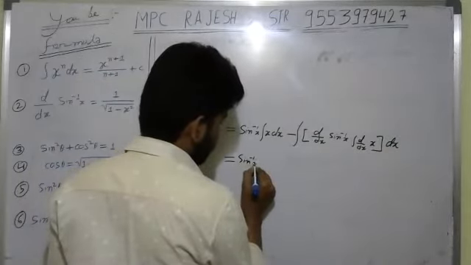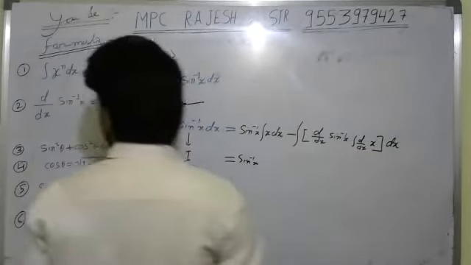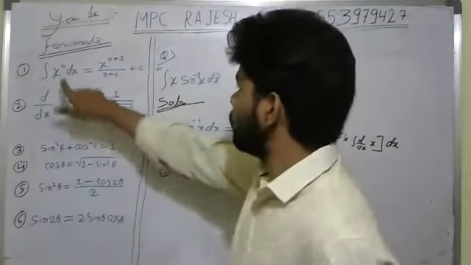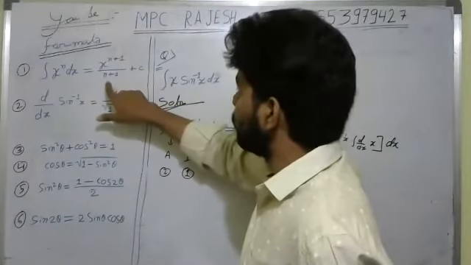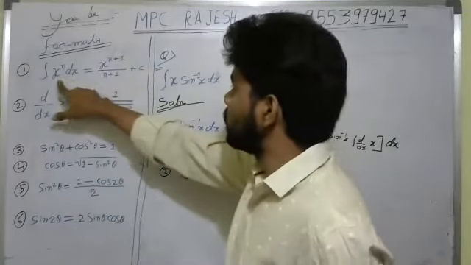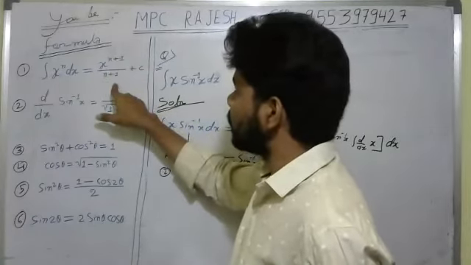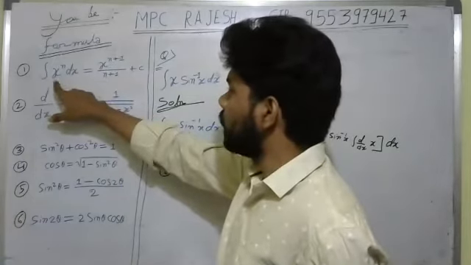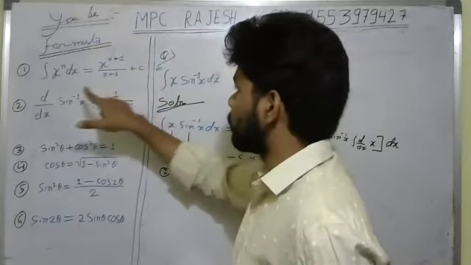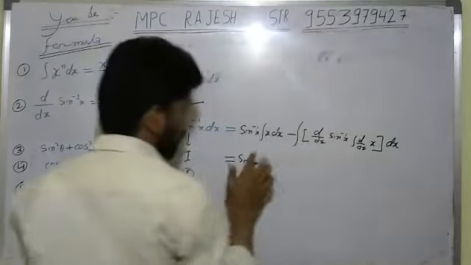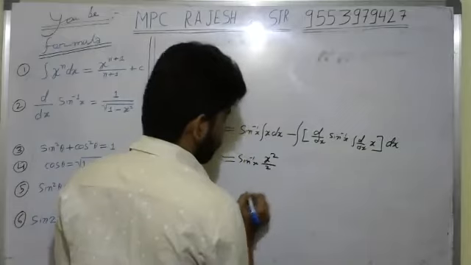What is the integration of x square? Now look here. What is the formula for x to the power n dx? It becomes x to the power n plus 1 by n plus 1. If the function is x to the power 2, this becomes 2 plus 1, that is x cubed by 3. If the function is x to the power 5, then x to the 6 by 6 will come. That formula we are going to apply here. So finally it will be x square by 2.